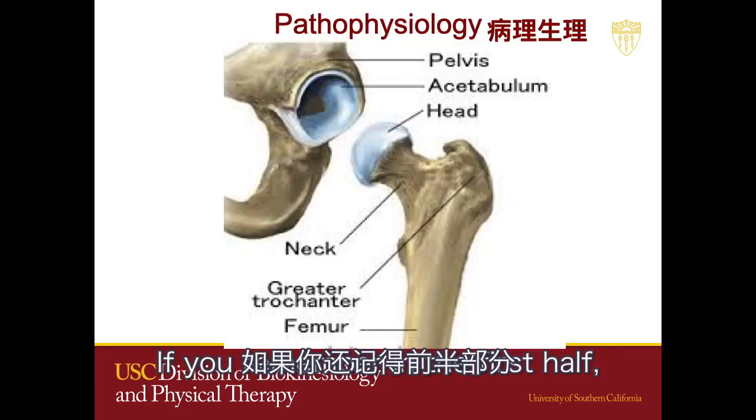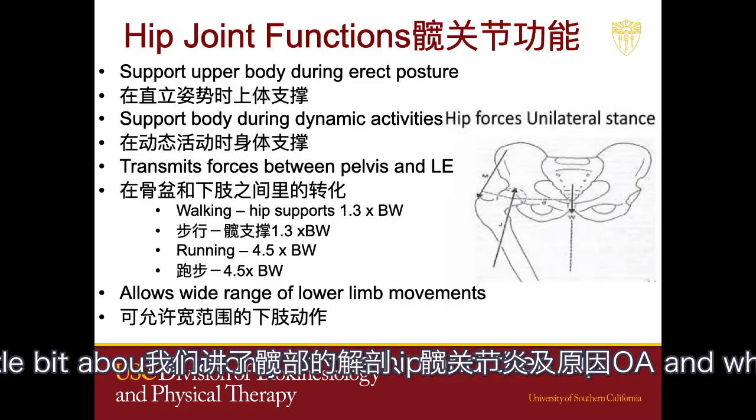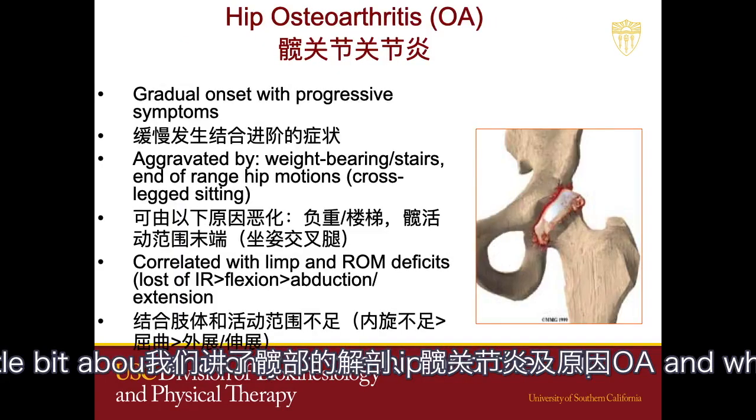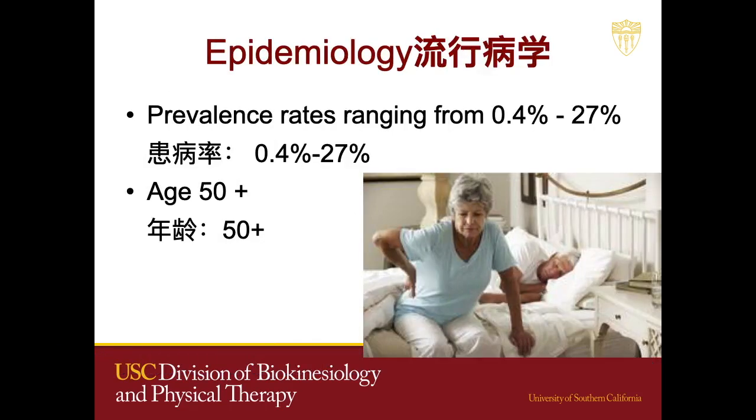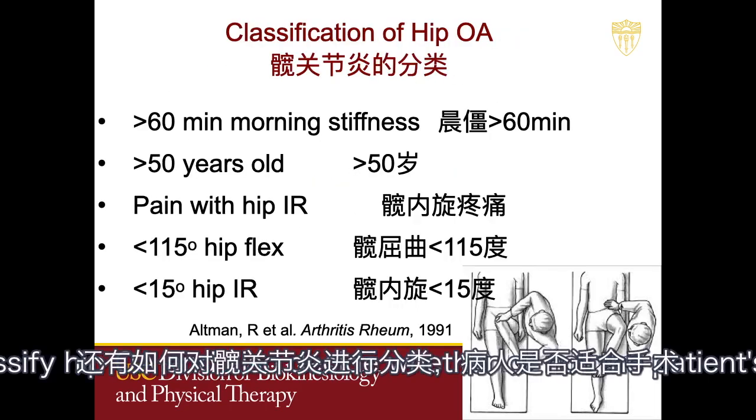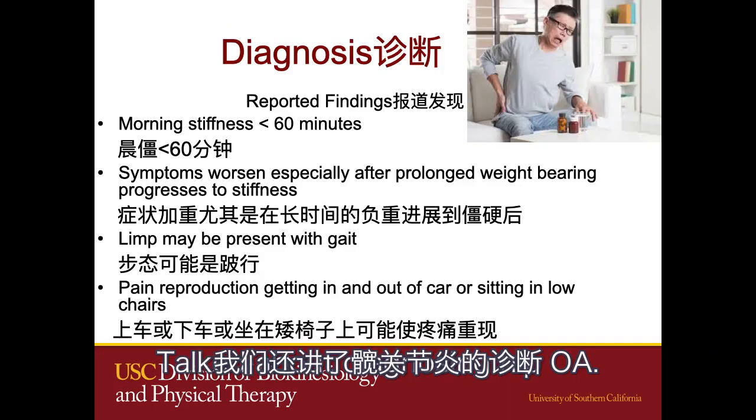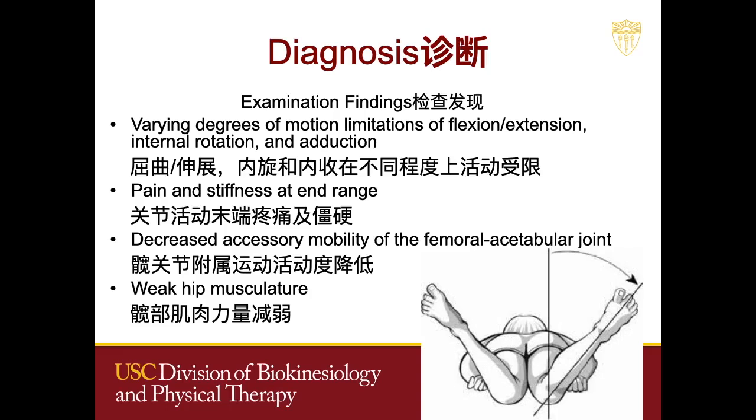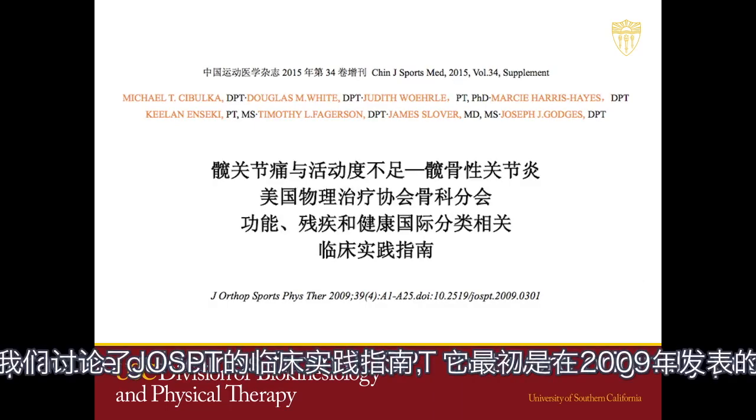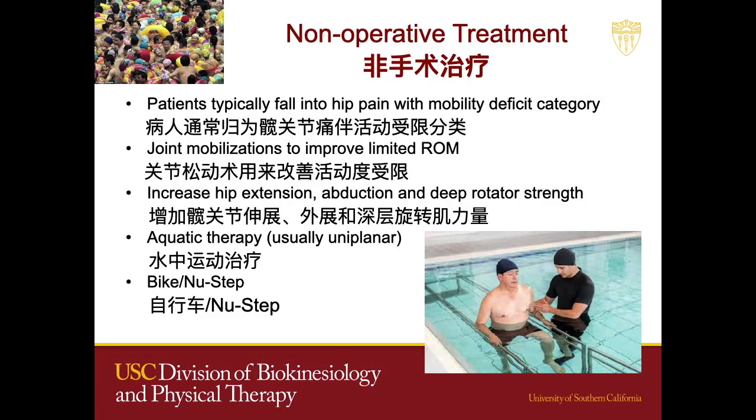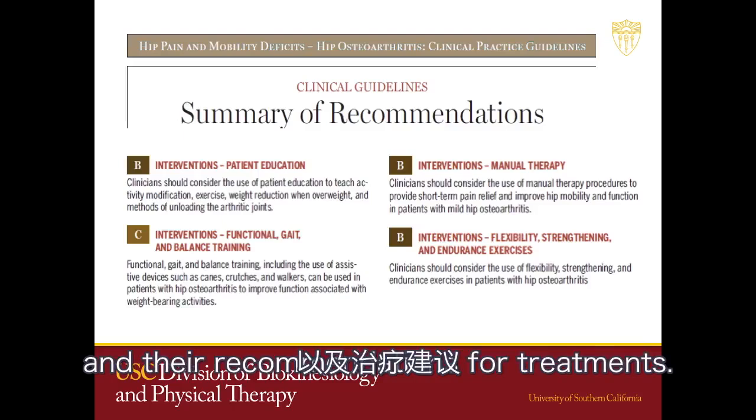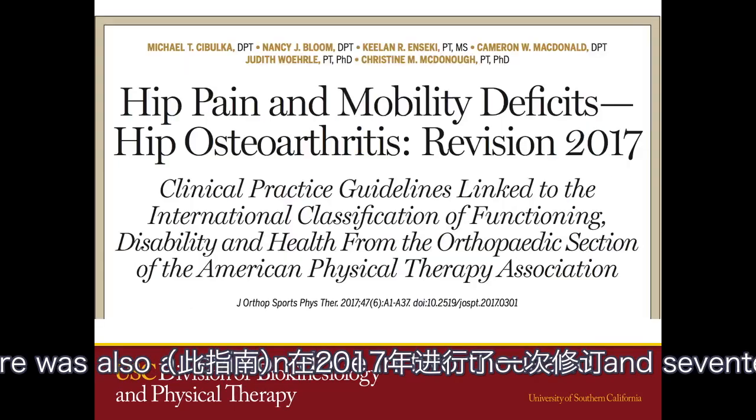If you remember in the first half, we talked a little bit about the anatomy of the hip, and then hip OA and why people get hip OA, and how we can classify hip OA and also decide whether or not the patient's appropriate for surgery. We talked about diagnosing hip OA, and then the clinical practice guidelines from JOSPT that were originally published in 2009, and their recommendations for treatment. There was also a revision done in 2017.